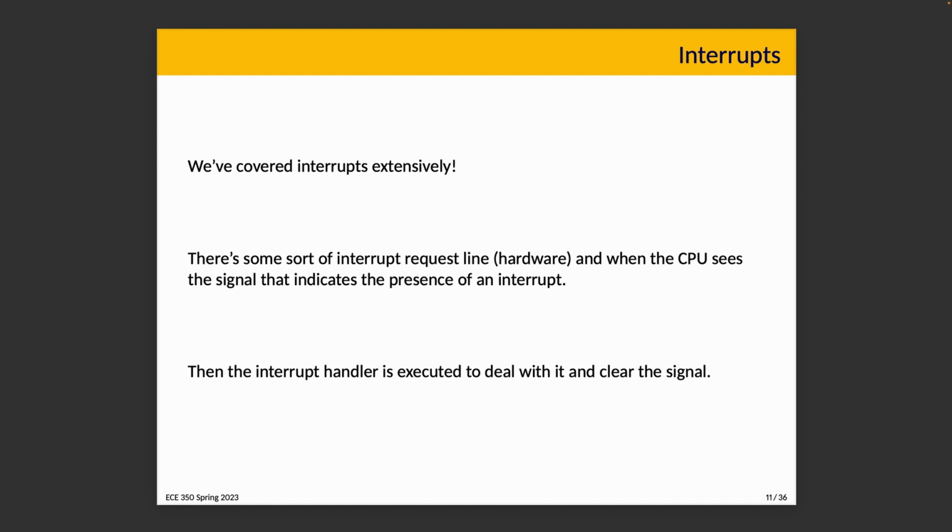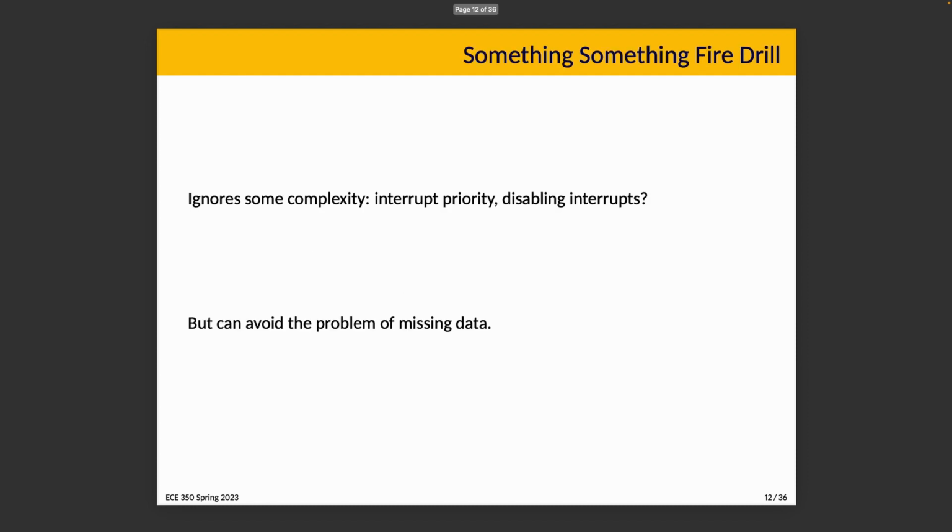This description is fully correct, but it's not the whole truth, right? It ignores the complexities around things like, well, what if you want to give priority to certain interrupts? Incoming phone calls are not as important as fire alarms. What if interrupts are disabled? We talked about disabling interrupts very early on in the course. What do we do, right?